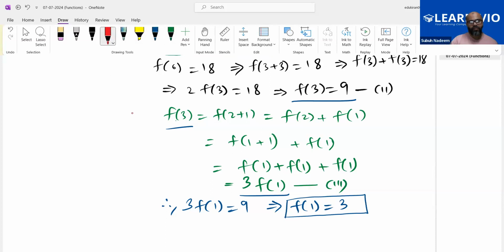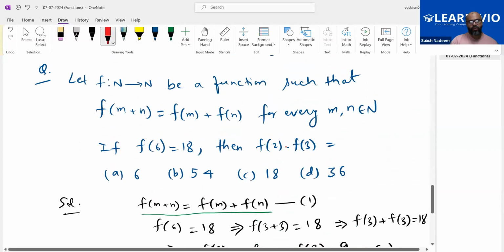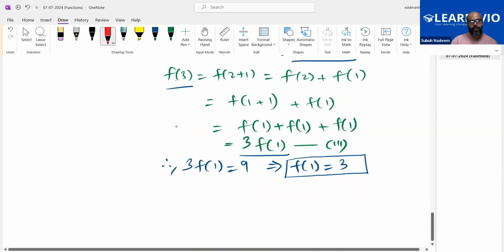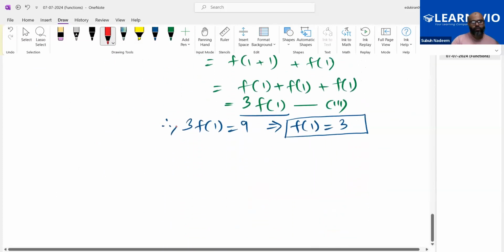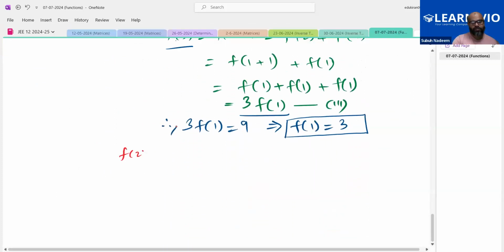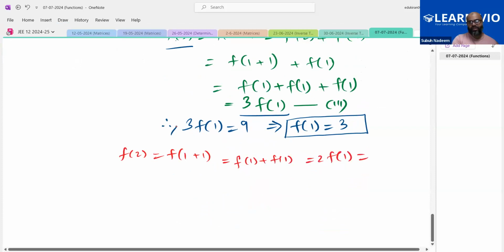So now what we have to find is f2 into f3. f2 is f1 plus 1, which is f1 plus f1, which is 2f1. And f1 is 3, so 2 into 3, it will be 6. f3 will be f of 2 plus 1, which is f2 plus f1.